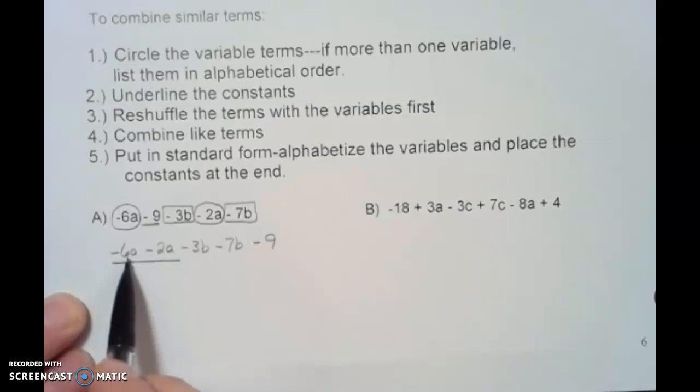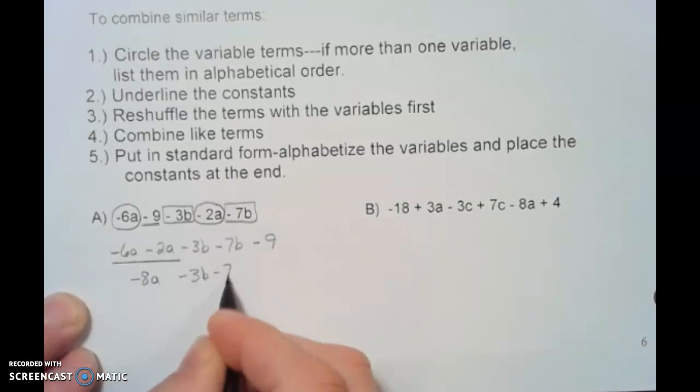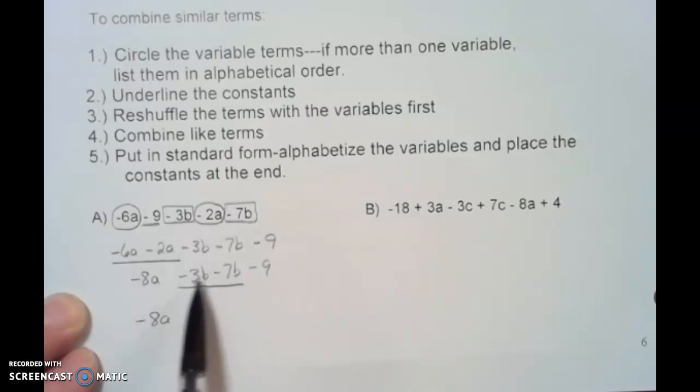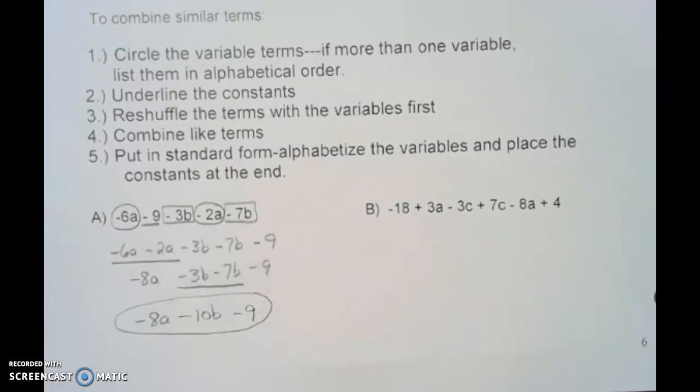So this was a negative 6a and this was a negative 2a. The signs are the same, so you add them, which would make negative 8a. Now I'll bring down my b terms and my constant, and now I'm going to combine the b terms. So I'm going to have negative 8a. Again, these are same signs, so I'm going to add them, which is going to make negative 10b. So I'm going to write minus 10b, and I'm going to bring down minus 9. And now these variable terms are different, so I can't combine them, and I can't combine them with the constant, so that's as far as we can go.